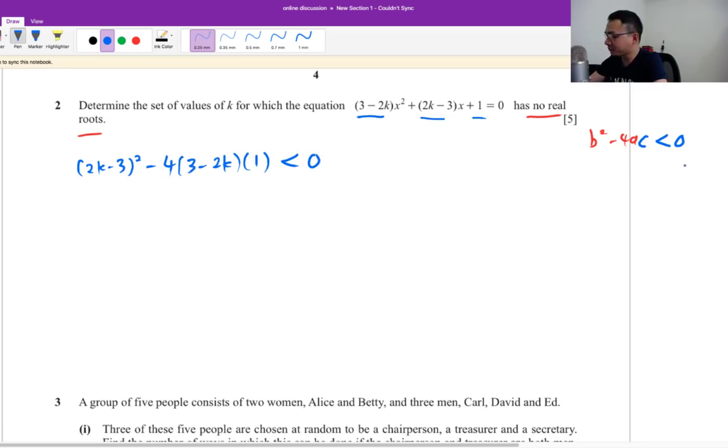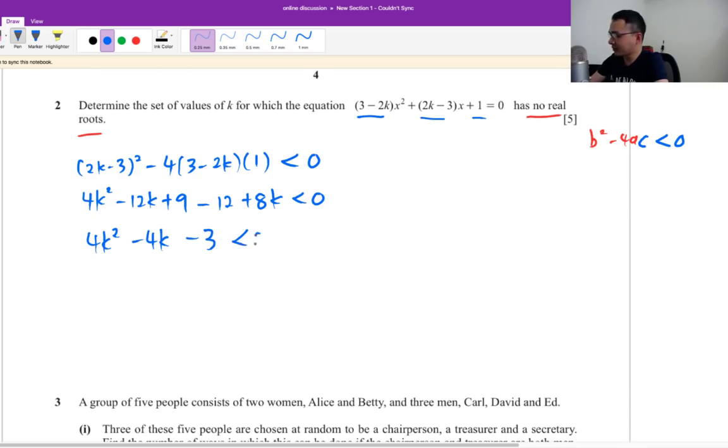Alright, so this one, expand it, should be 4k squared minus 12k plus 9. Negative 4 multiplied in, you get minus 12 plus 8k, less than 0. And then we just simplify this one: 4k squared, and then minus 4k, and then over here you get negative 3, less than 0. And then I'm trying to factorize this thing. So I should get 2k, 2k, 3 and 1, minus and plus.